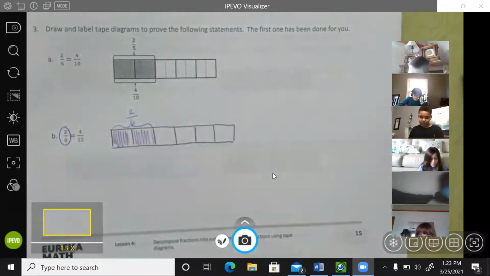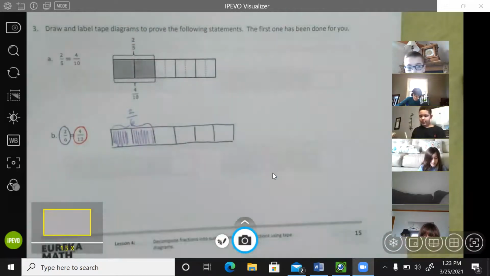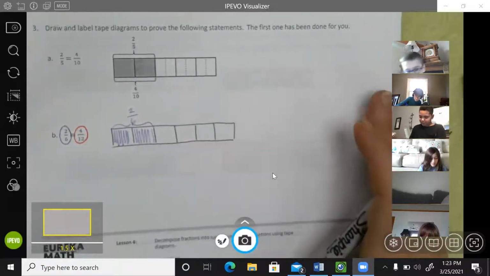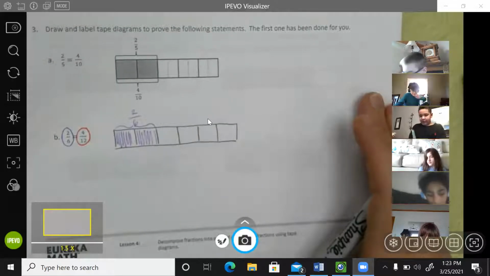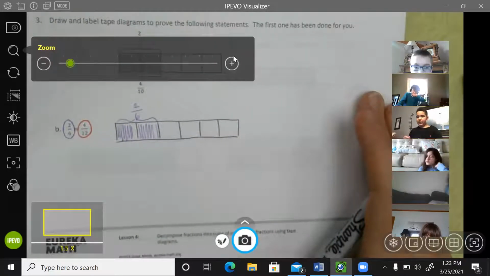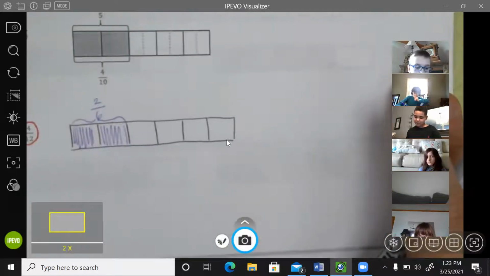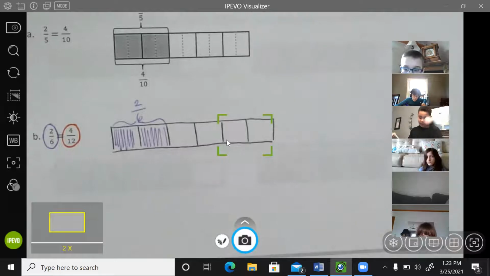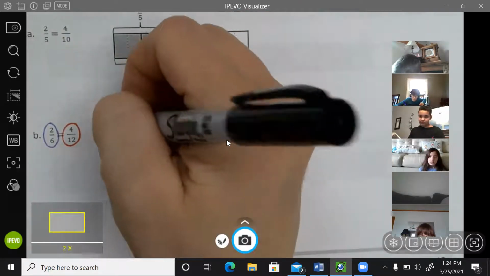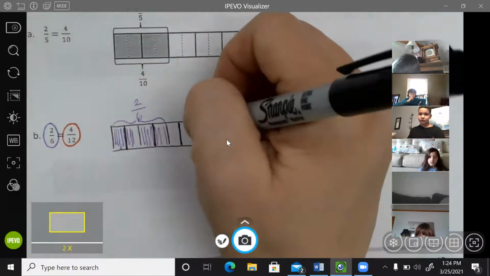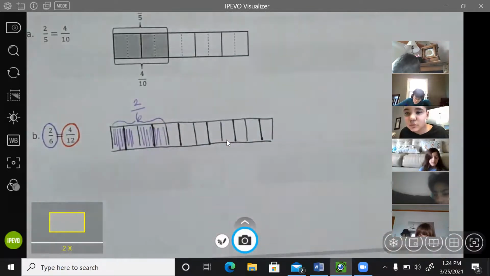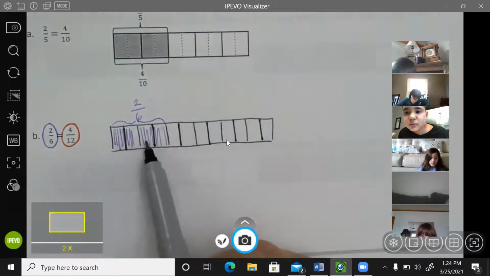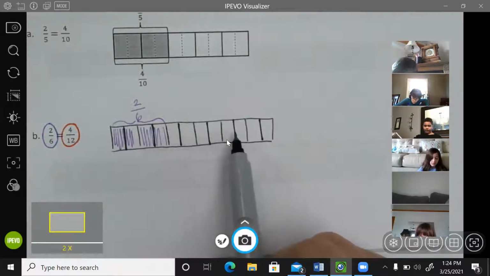Okay, Brian Davis. Now I need to turn this same tape diagram into 4/12. So I now have to take my 6 equal pieces, and now I need to break them up into how many equal pieces? 12. So do you have any idea how I can turn these 6 pieces into 12? Split them in half. Yep. So I'm going to split each of the 6 into half. Now I should have 12 equal pieces. 1, 2, 3, 4, 5, 6, 7, 8, 9, 10, 11, 12.